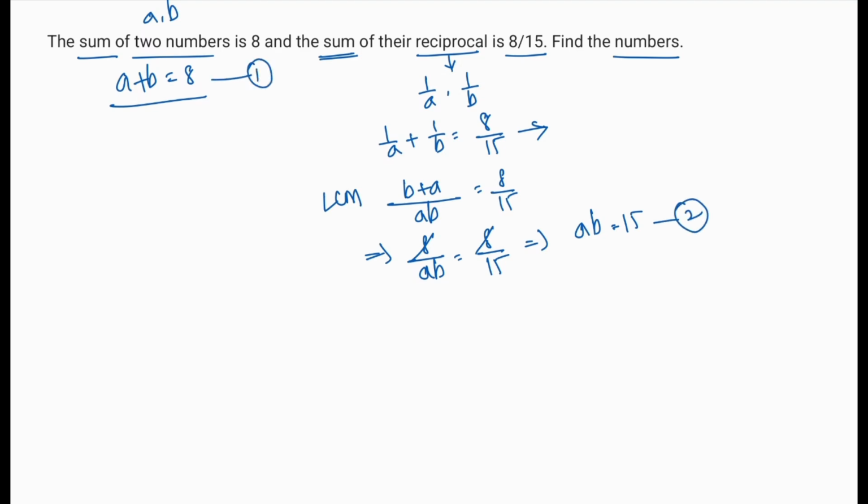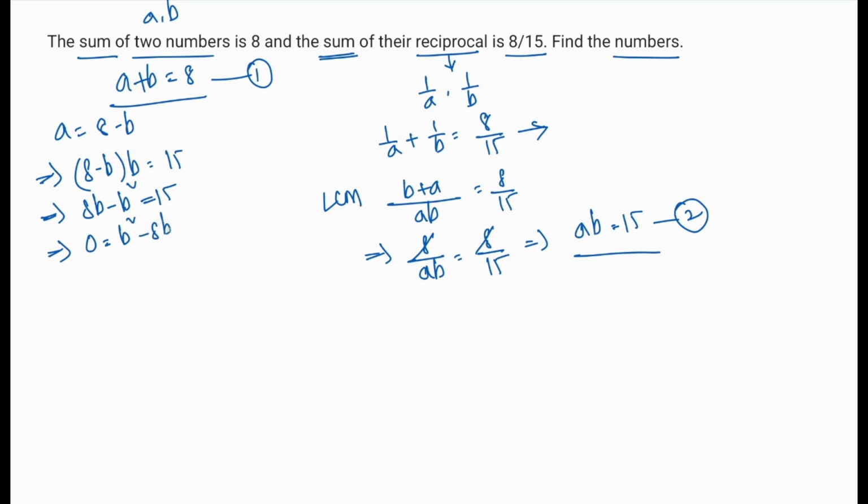We can solve these two equations by using the substitution method or elimination method. Here I am using the substitution method. Here I will take a is equal to 8 minus b and I will substitute in this equation. I will get 8 minus b into b is equal to 15. It is 8b minus b square is equal to 15. Taking the terms to the right side, it will be 0 is equal to b square minus 8b plus 15.